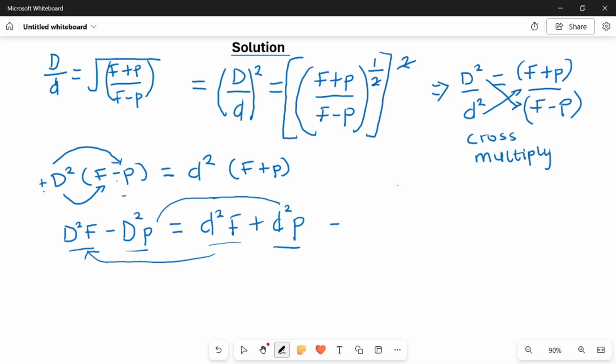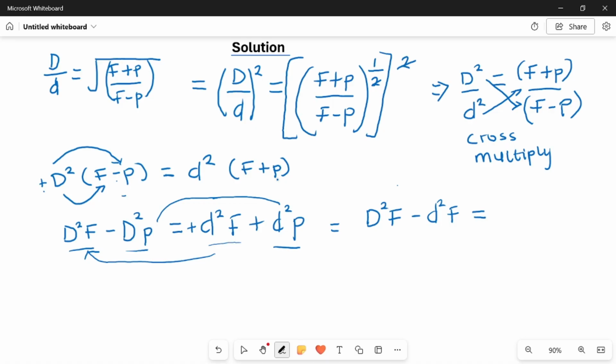So we'll have that D square F. If we take this D square F to this other side, the positive sign here will become negative. So it's now with D square F. And if we take this D square P to this other side, the negative sign here will become positive. So it will be equals to what?